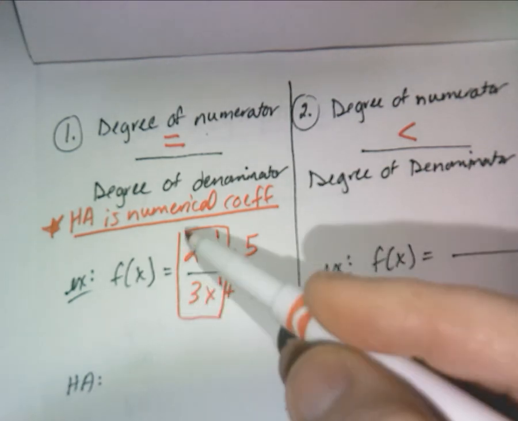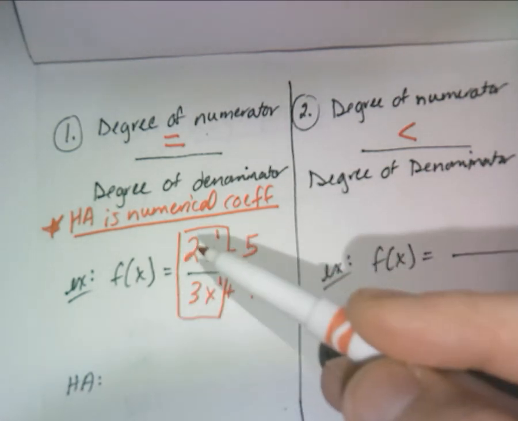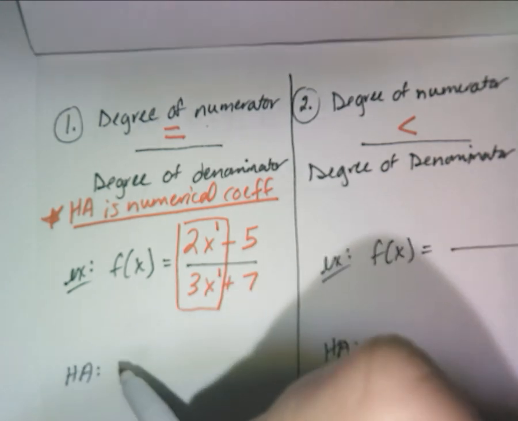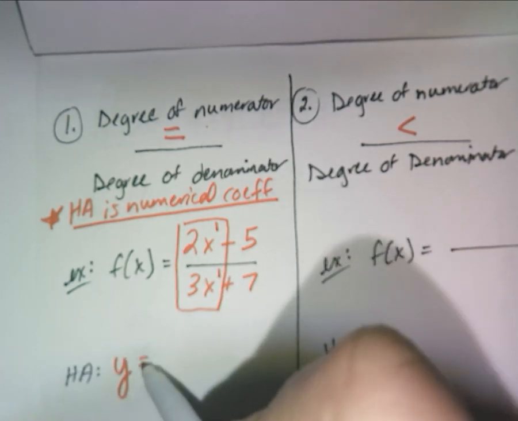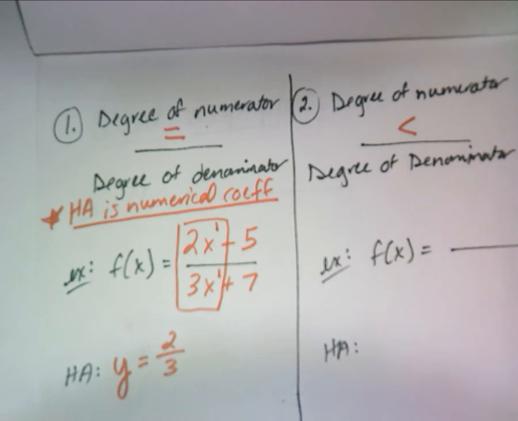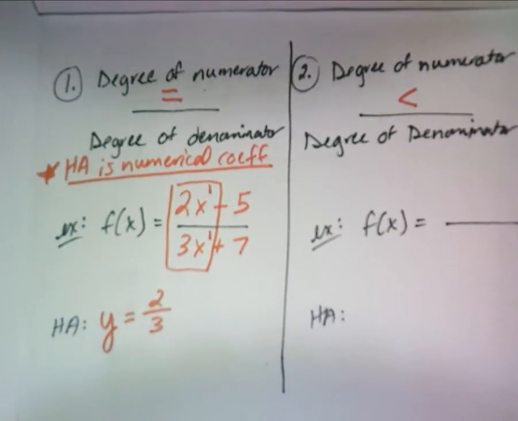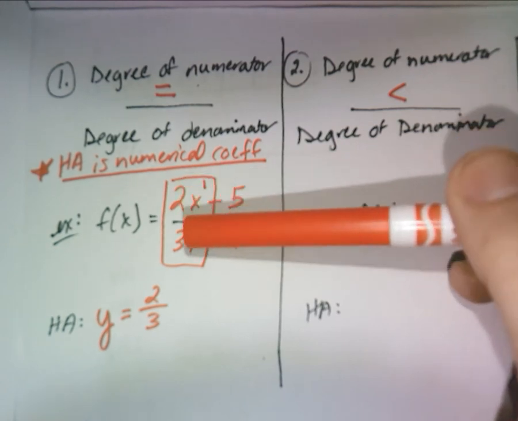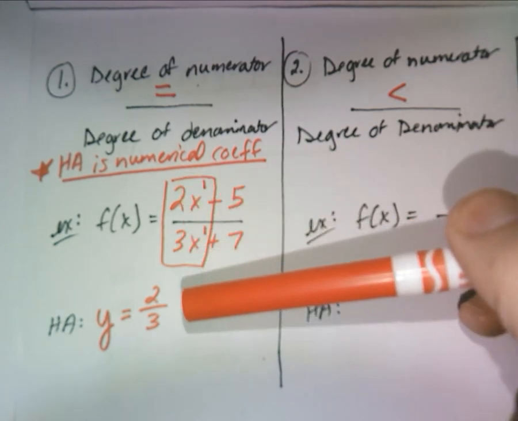So what would be this numerical coefficient right here? 2 over 3. And so you would write y equals 2 over 3. That is your horizontal asymptote. When the degrees are the same, if this was degree 2 and this was degree 2, it still would be 2/3, if the degree on top is equal to the degree on bottom.